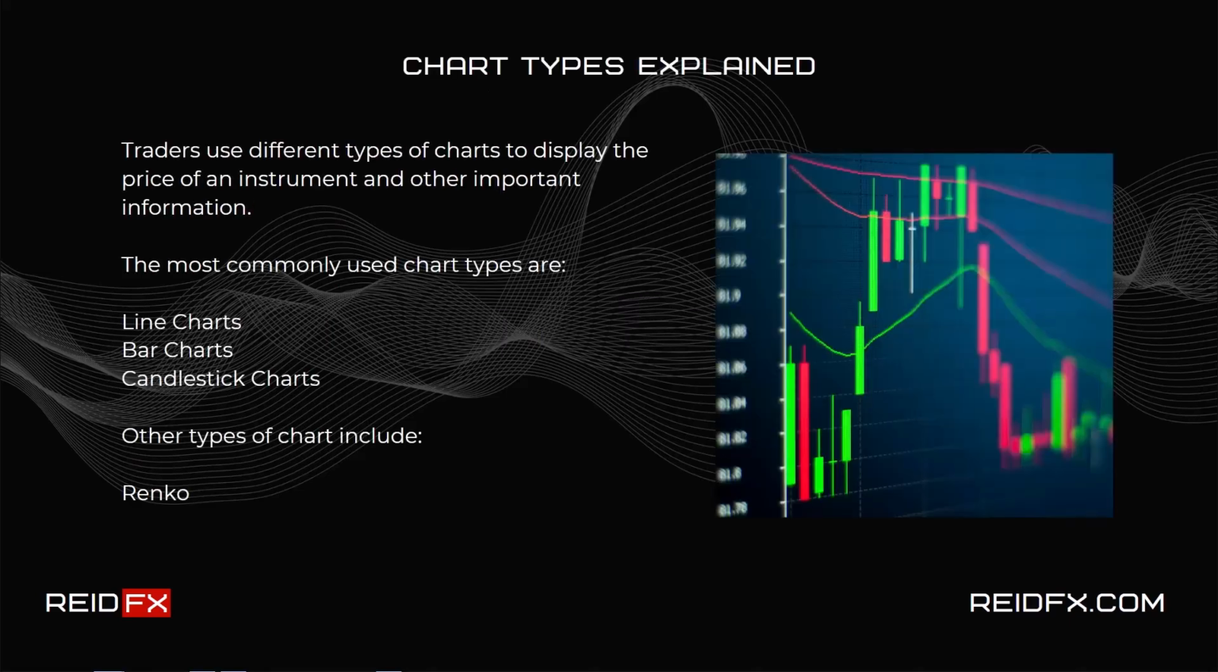Traders use different types of charts to display the price of an instrument and other important information. The most commonly used chart types are line, bar and candlesticks. There are some other chart types as well which are not as commonly used and are normally used with specific strategies. They include Renko charts and Heikin-Ashi. So we're going to go to TradingView now and have a look at some of these.